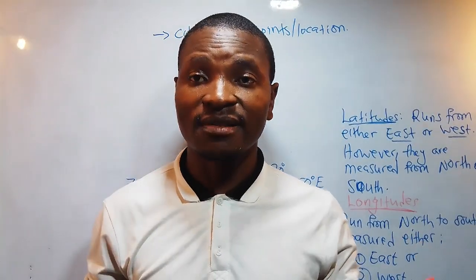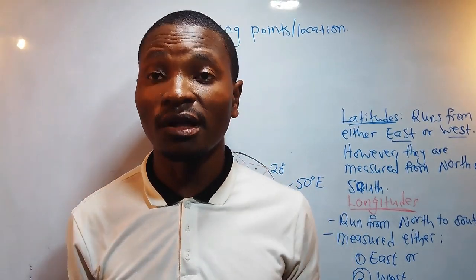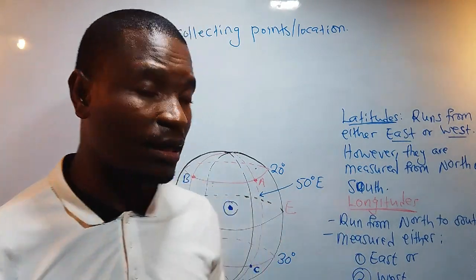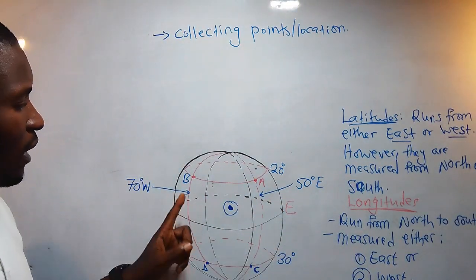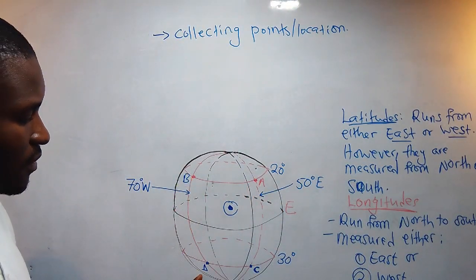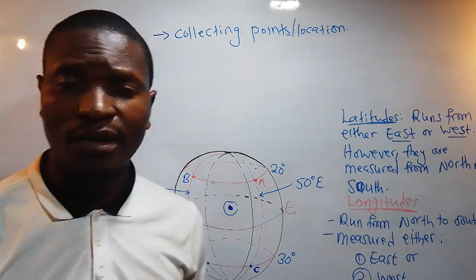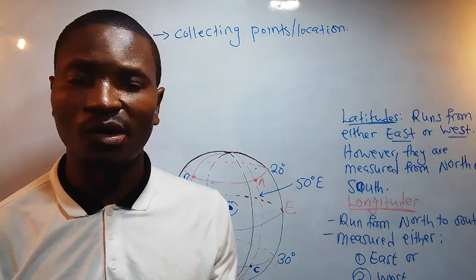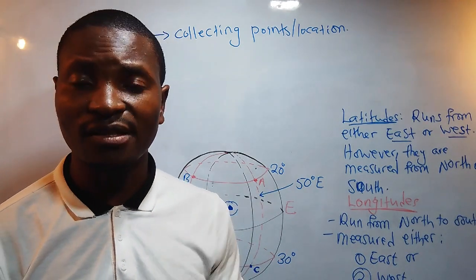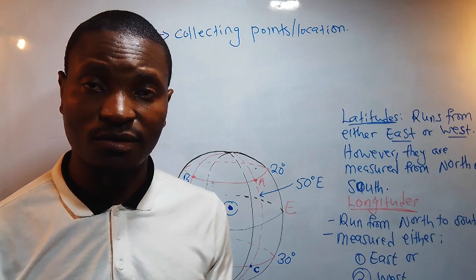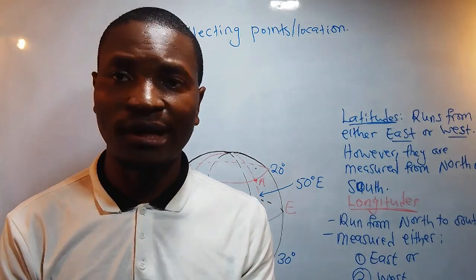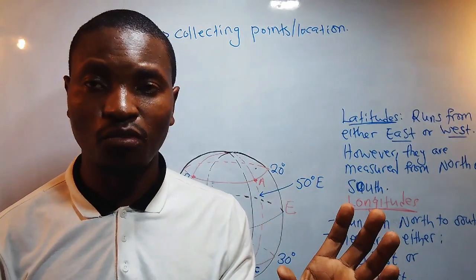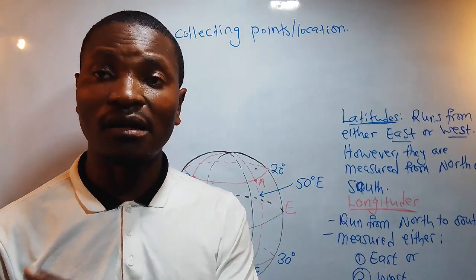Now let us dive into how you collect points on the surface of the Earth. Given an example, in this diagram I've got points A, B, C, and D. I'm going to use these points to make you understand how you can collect points in terms of latitude and longitude. Remember, when you're collecting points on the surface of the Earth, we give the latitude as a starting point, and then we end with the longitude.